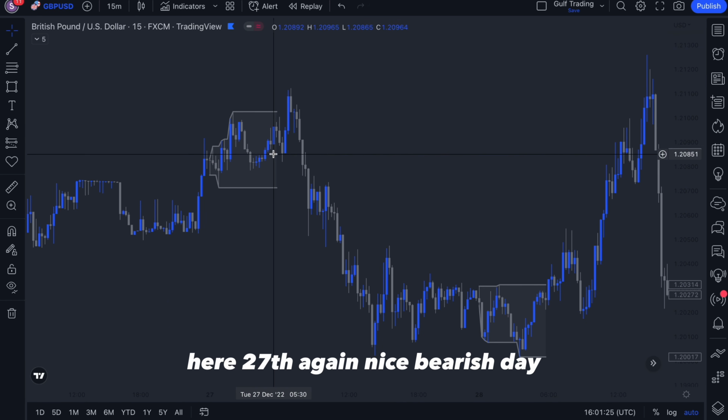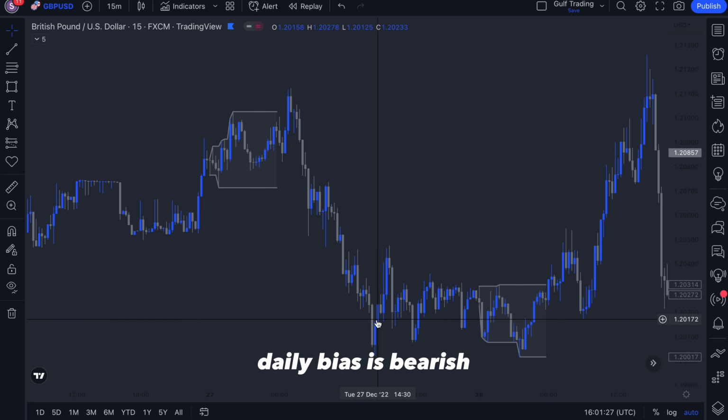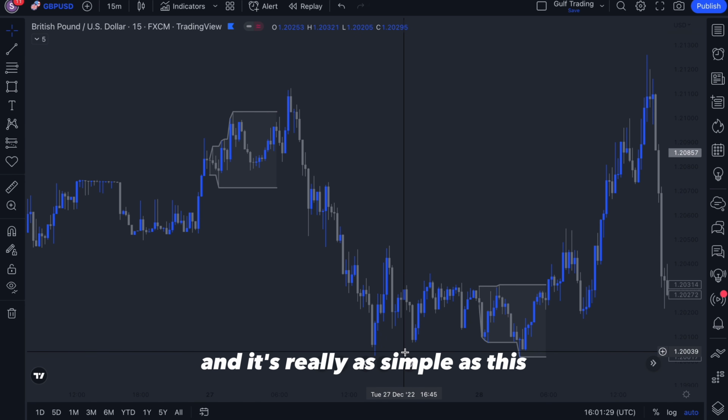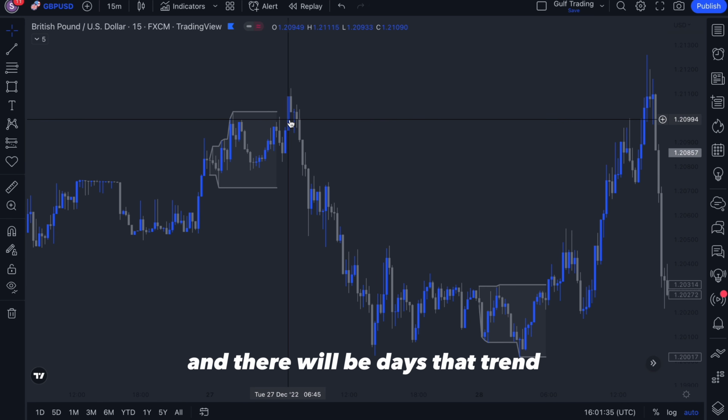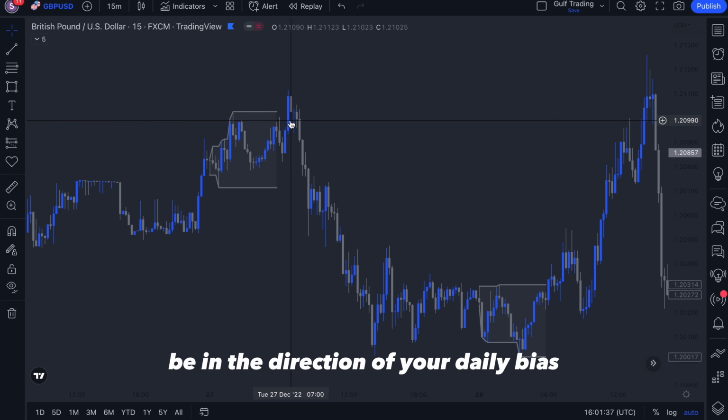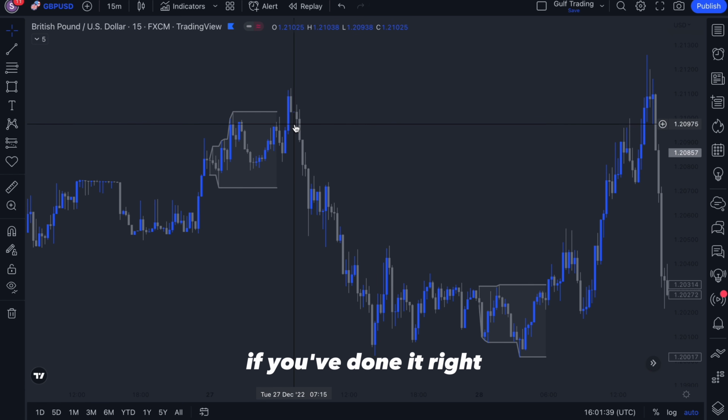Here, 27th, again, nice bearish day. Daily bias is bearish, so we're looking to go short, and it's really as simple as this. You don't need to overcomplicate it. Just do the same thing every day, and there will be days that trend, and when they do trend, they will most likely be in the direction of your daily bias if you've done it right. If you haven't, then you'll get it wrong, and you can learn from that. Look at different charts, do some backtesting of this, and it does work on all pairs.